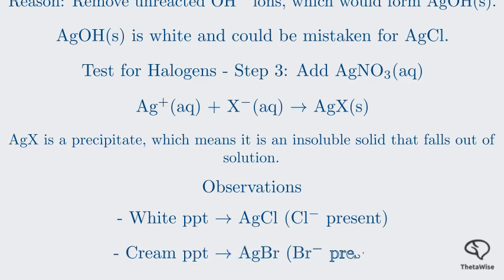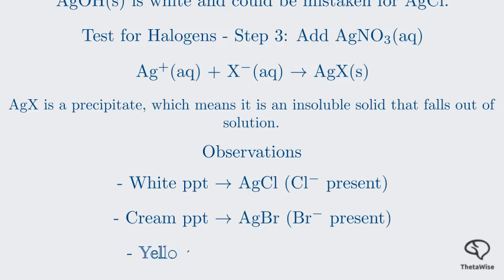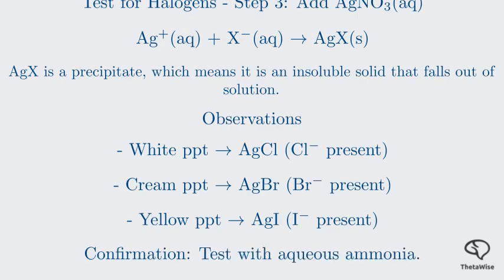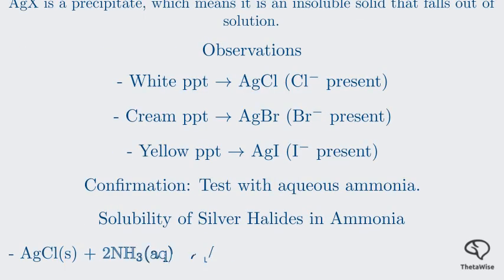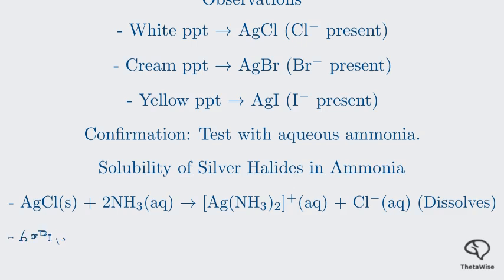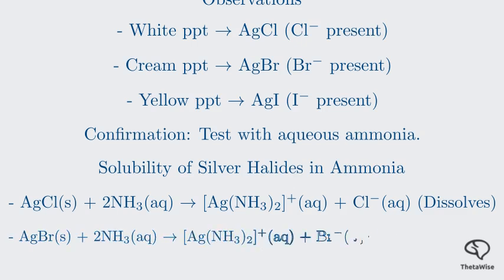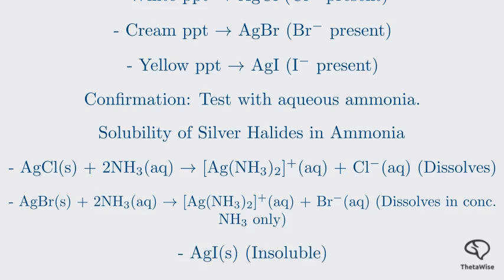And silver iodide, AgI, is a yellow precipitate. To confirm your result, you can test the solubility of these precipitates in dilute and concentrated aqueous ammonia. Silver chloride dissolves in dilute ammonia. Silver bromide dissolves in concentrated ammonia but not in dilute, and silver iodide is insoluble even in concentrated ammonia. This allows you to confirm which halogen you have.